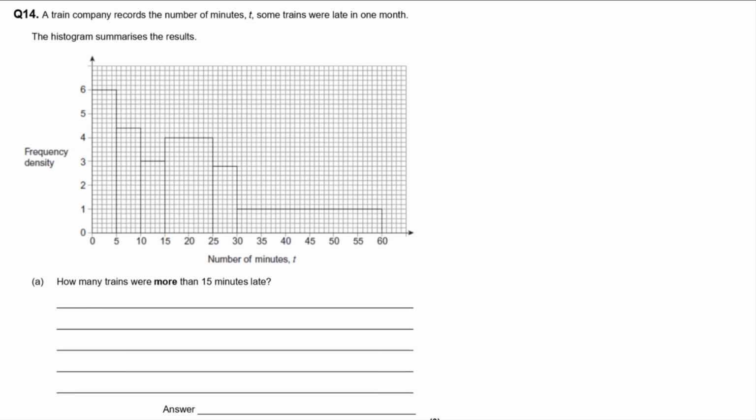Okay, so more than 15 minutes is going to be all of the bars to the right of 15, isn't it? So it's going to be this bar, and this bar. We need to know the frequencies of those 3 bars. Now remember, frequency in a histogram is class width times frequency density. It's the opposite of how we found frequency density earlier.